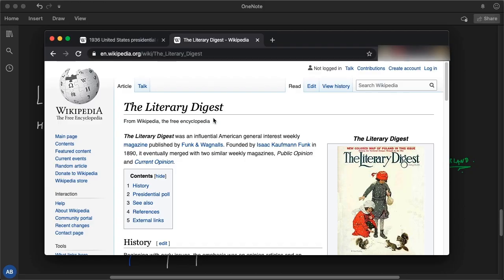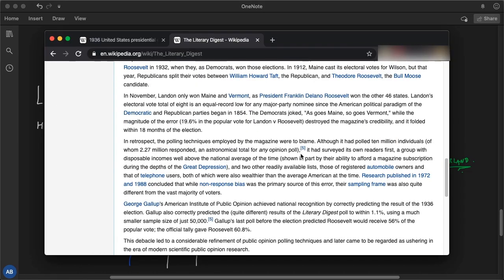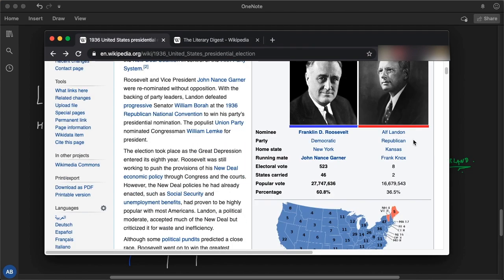Now first, to obtain the addresses to send the polls to, the Literary Digest used telephone directories, lists of magazine subscribers, and club membership lists, and the like. All of these lists tend to favor wealthier people who are more likely to vote Republican. So hence Landon, because Landon was a Republican, was favored by the rich.